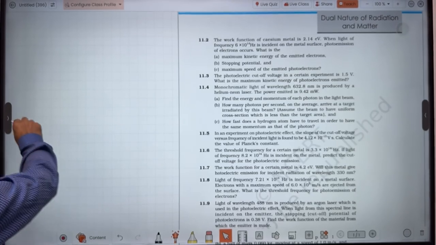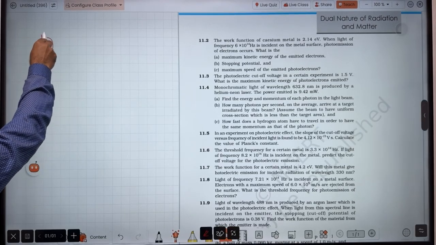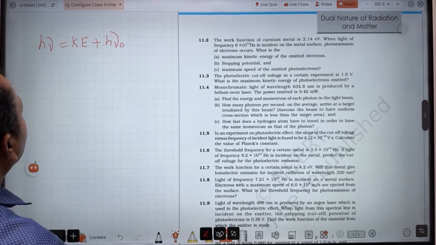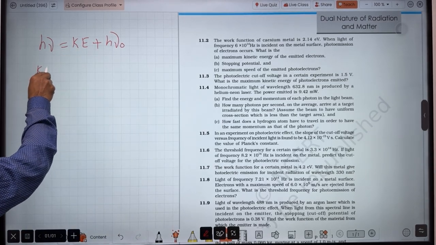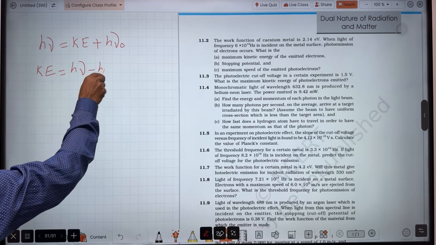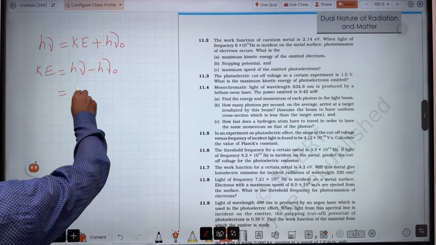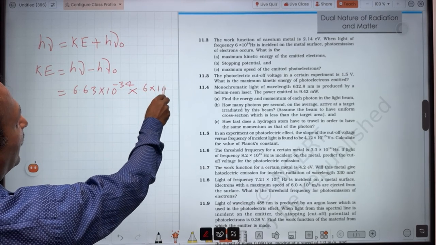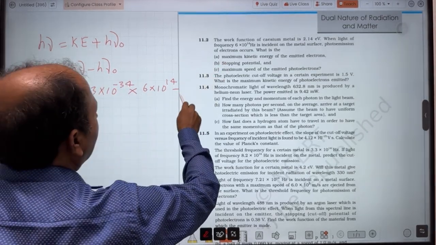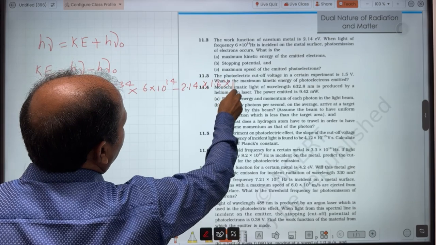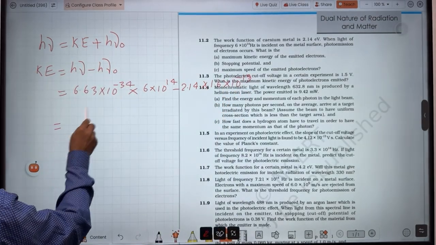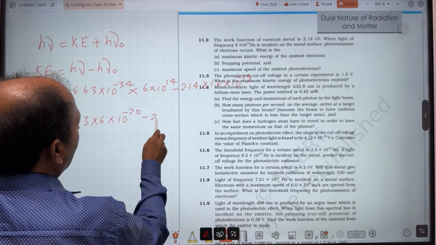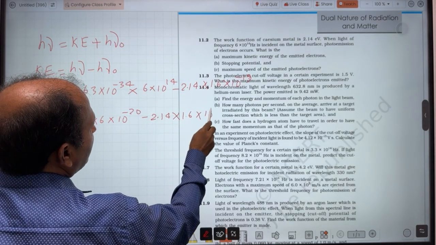So we can easily find it by using Einstein's relation. That is h nu is equal to kinetic energy plus h nu 0, which is the work function. So here our concern is to get kinetic energy. So h nu minus h nu 0. What is h nu? 6.63 into 10 to the power minus 34 into given frequency 6 into 10 to the power 14, minus the work function given as 2.14 electron volt, means 1.6 into 10 power minus 19.